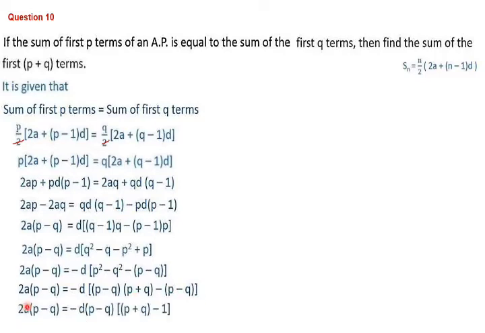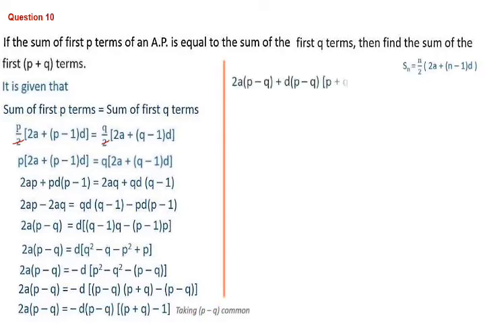Then 2a into (p minus q) minus d into (p minus q) into (p plus q minus 1). Here, if you take p minus q common, then p plus q minus 1 is the balance. What we have done is we have taken p minus q common on the right hand side. Then take this entire term on the right hand side to the left.